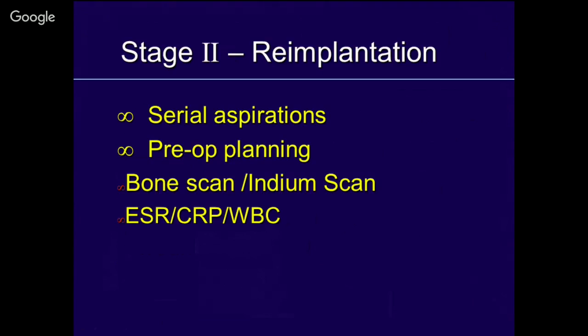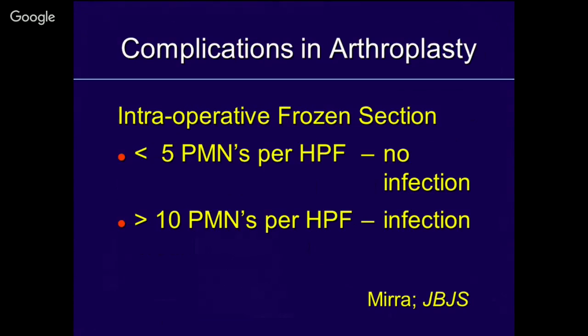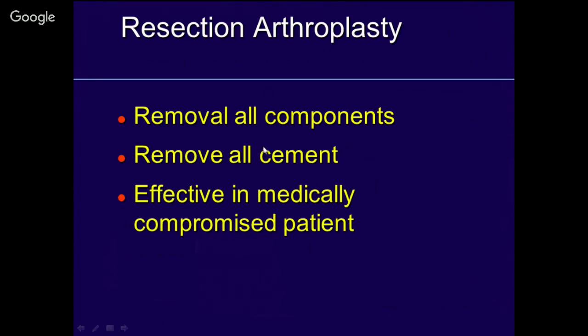Before we go, we do serial aspiration. We have done a bone scan and ESR to confirm that the surgical bed is non-infective. Now, we can do an intraoperative frozen section, and if there are fewer than 5 polymorphonuclear cells, there is no infection, and if there are more than 10, there is an infection. So we remove all components and give an antibiotic component.